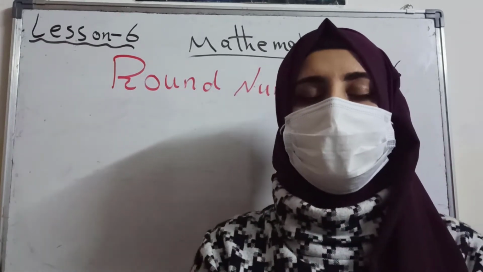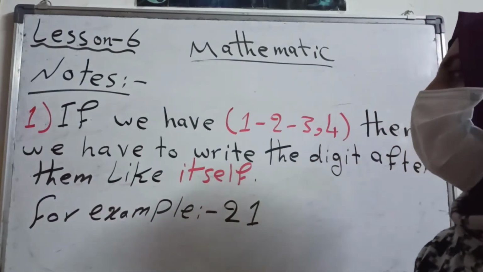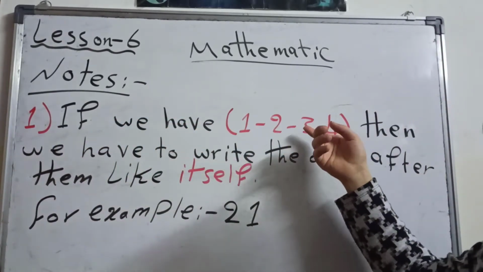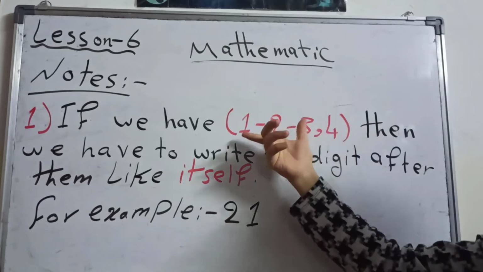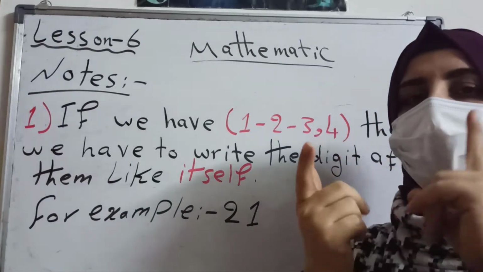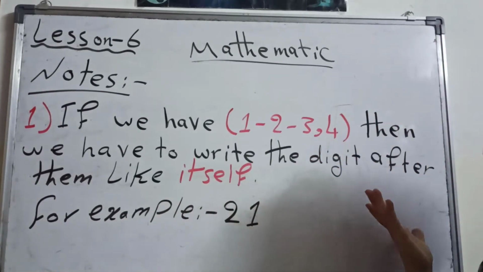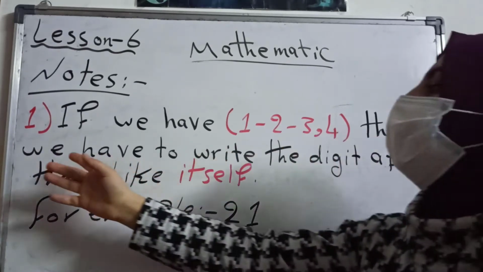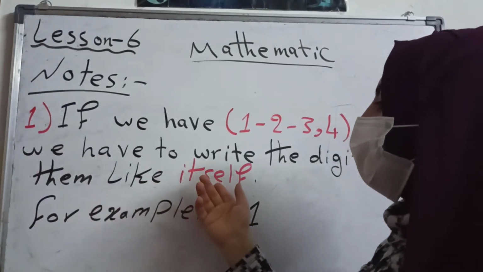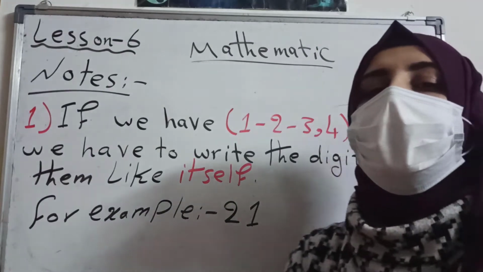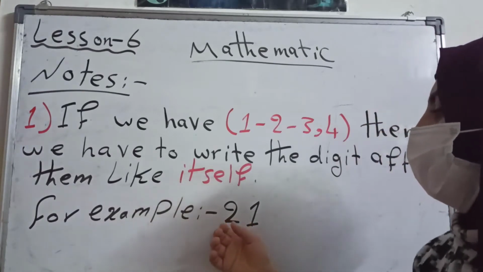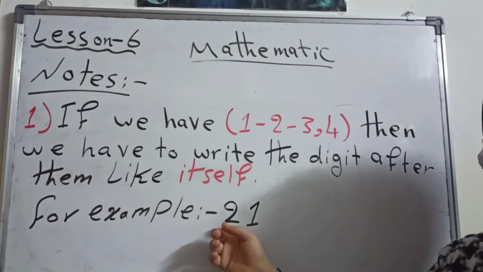Now, students, in the notes, what is the first point? If we have the numbers 1, 2, 3, 4, from 1 to 4, then we write the digit after them like itself, without any changing. For example, we have 21. We write 21.